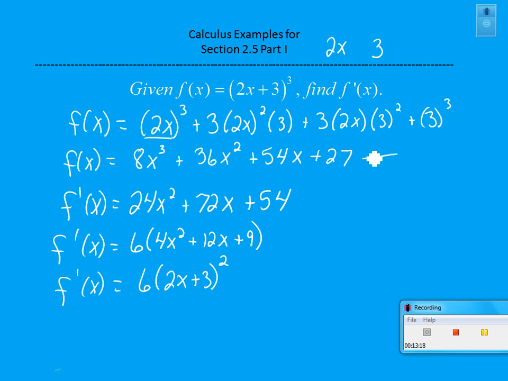Here's what I got when I simplified it: 8x cubed plus 36x squared plus 54x plus 27. Don't worry about writing it down. Don't panic. I found the derivative, which was 24x squared plus 72x plus 54. I factored out a 6, which left me 4x squared plus 12x plus 9. And then I recognize this as a perfect trinomial, meaning the square root of that term times the square root of that term, doubled, was the middle term. So long story short, there's the final answer factored.